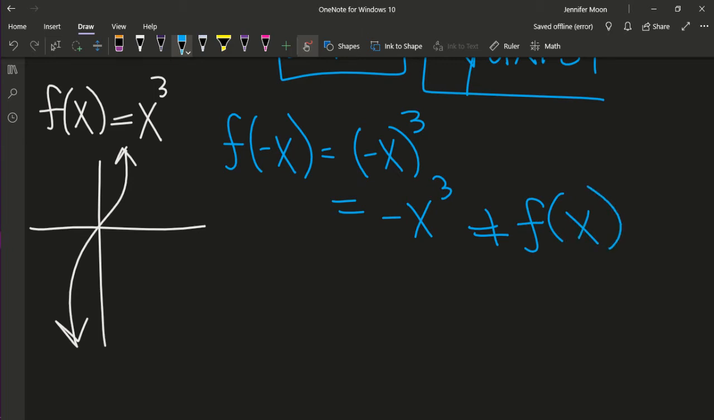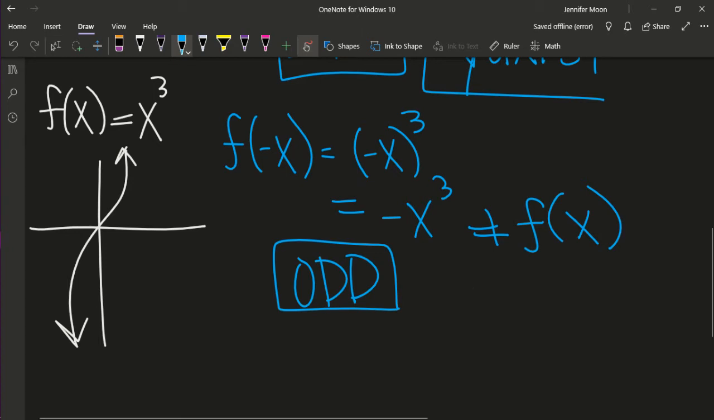If I look at the function, I started with a positive x cubed, and now I have a negative x cubed. So that means that all the signs that could change did change. And so we would have an odd function. An odd function is symmetric about the origin.